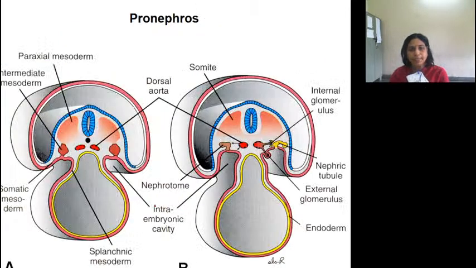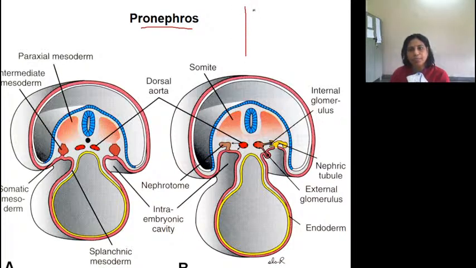So first we'll see the pronephros. So what are these pronephros? These are the primitive excretory system which is developed in the cervical region. So this will be in the cervical and in the upper thoracic region. So this is the segmental development.